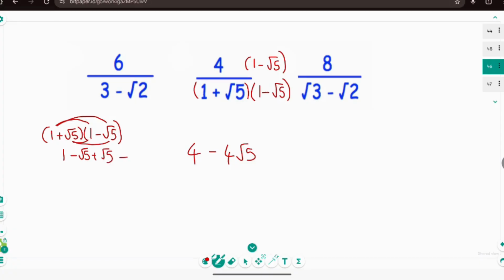Positive times negative is negative. Root 5 times root 5 is 5. Then we have 1 take away 5 is negative 4. And minus root 5 plus root 5 cancels out. Well, let's just divide everything by negative 4 to simplify, because as you can see, 4 is a factor of all of them. I want to be left with nothing on the denominator. So 4 divided by negative 4 is negative 1. Negative 4 root 5 divided by negative 4 gives you positive root 5.